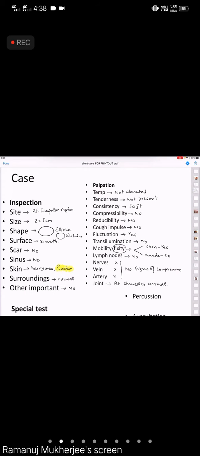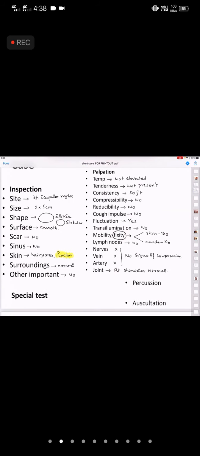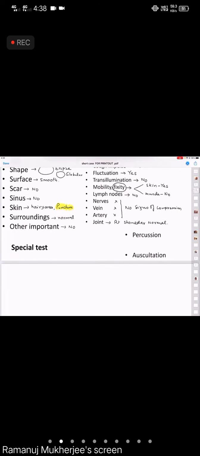Okay, right. So this is a very typical case. So hence, please do not make any mistakes in writing around this case. So these are typical ones. So please keep in mind that these points are important. Special test, the only thing is that when I tried to elicit the slip sign to differentiate, I found there was indentation. Percussion not required, auscultation not required.